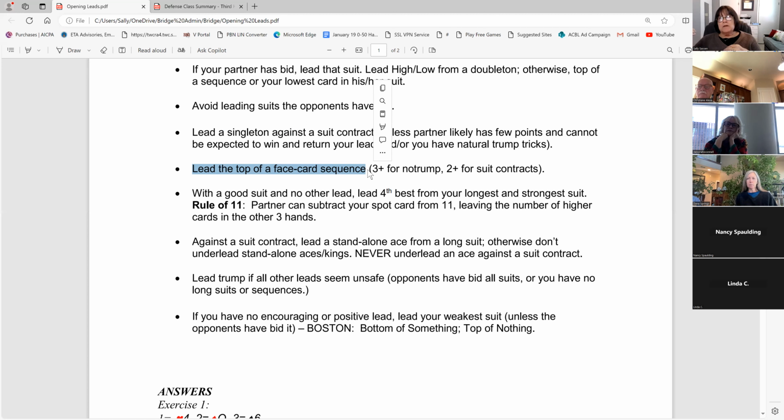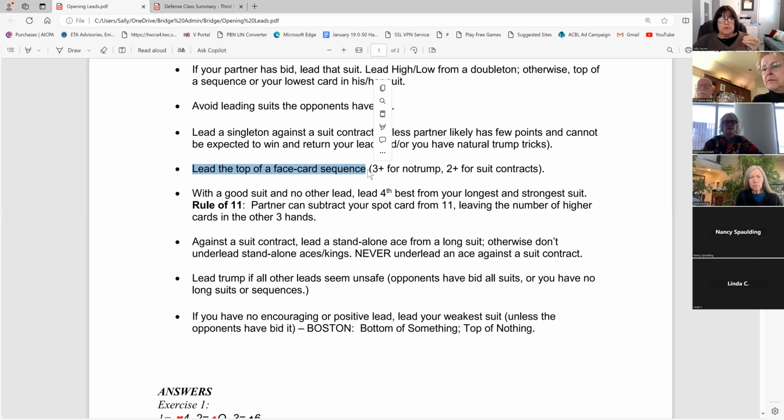The reason we lead 4th down, we talked about, is this rule of 11. That's particularly useful in a no trump contract. But whatever partner leads, you subtract that from 11, and that tells you the number of cards that are out that are higher than the card your partner led. Because you can see your hand and dummy's hand, it tells you how many higher cards are out in declarer's hand. And that gives you some valuable information.